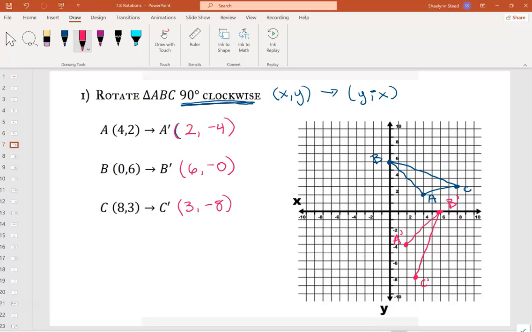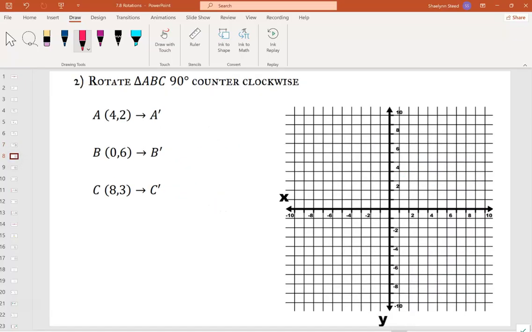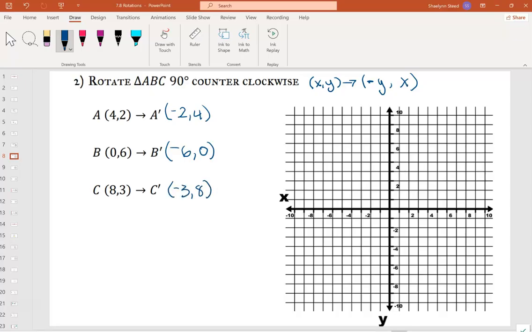So now, this does in fact look like C rotated downward. All right, now we're going to do 90 degrees counterclockwise, which again, I'm going to use the rule. You are more than welcome to just turn your paper 90 degrees counterclockwise. So again, they're going to flip places. This is going to be y comma x, and this time the first one changes signs. So this will become 2 comma 4, but making the first number negative. This will become 6 comma 0, but making the first number negative. This becomes 3 comma 8, but making the first number negative. Or changing signs. So if it was negative, make it positive.